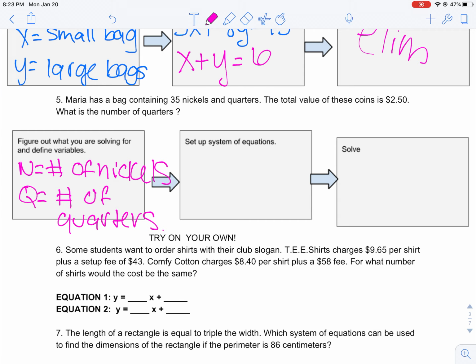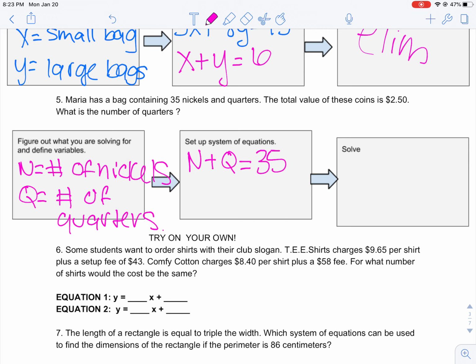So like I said before, you want to keep your categories separate. So I'm looking at this and I see I have a bag full of coins. So I need just a coin equation that tells me how many coins are in my bag, and then I need a money equation that tells me how much money is in my bag. So I know I have 35 nickels and quarters. If I was trying to total up the number of coins I had and write it as an equation, I would say however many nickels I have plus however many quarters I have equals 35.